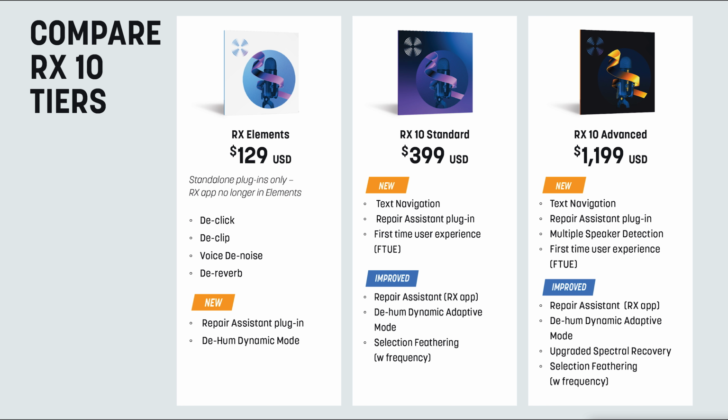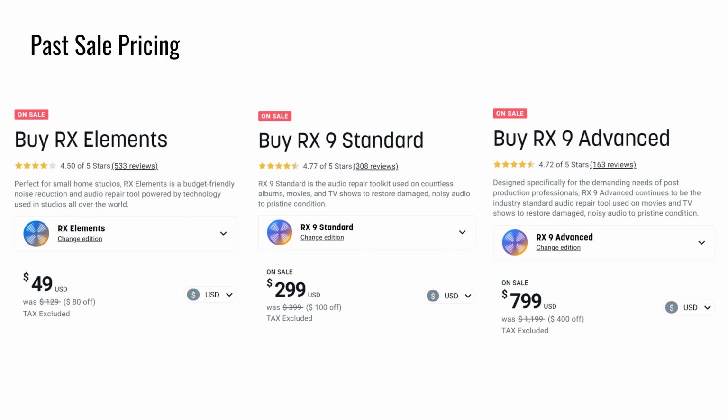So in terms of pricing, when the software first comes out, RX Elements is going to be $129 US. RX10 Standard is going to be $399, and then RX10 Advanced is going to be $1,199 US. But again, with the holidays coming up, I'm sure iZotope is going to have some sales, so you might want to wait a few weeks to get the best price on these. I know iZotope also has sales once the product has been out for a while. For example, RX9 at the time of this filming is currently on sale, so RX9 Elements is only $49, RX9 Standard is $299, and RX9 Advanced is actually $799.